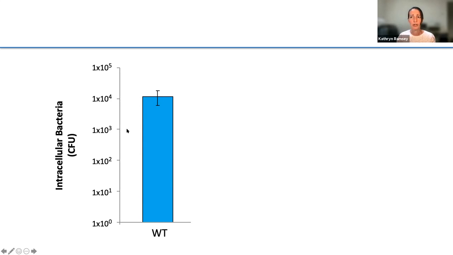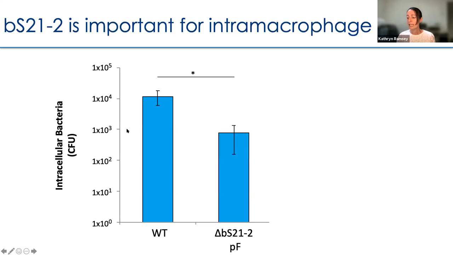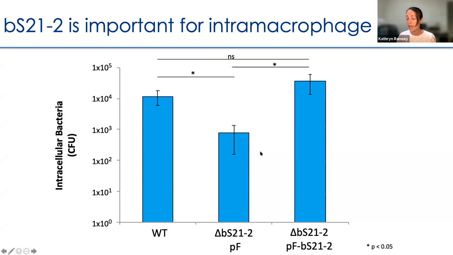You can see our wild-type bacteria grow quite well inside these cells. Now, cells lacking VS21-2 have a significant decrease in their ability to survive and replicate in macrophage. So we see about a 10-fold decrease in their ability to survive, and this can be complemented by ectopic expression of VS21-2 on a plasmid. So what we've shown so far is that VS21-2 seems to be controlling gene expression at the level of translation, particularly virulence genes, and that these cells lacking VS21-2 have a defect in their ability to survive within macrophage.